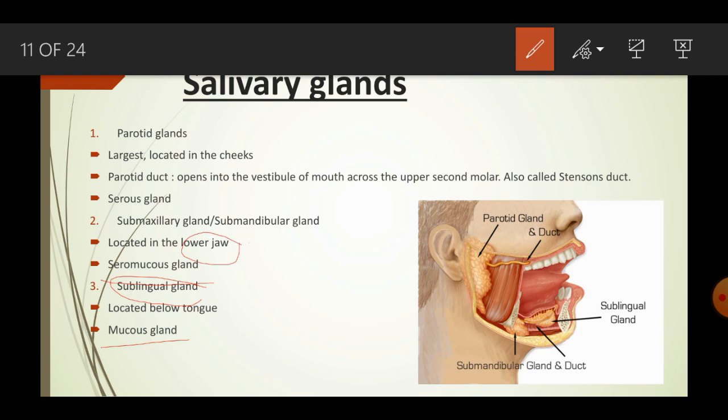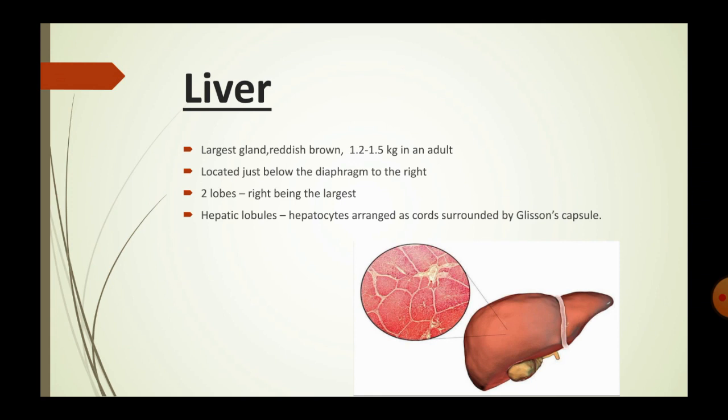Moving on, the next is the largest gland of the body, that is the liver. The liver is reddish brown, weighing about 1.2 to 1.5 kg in an adult. It is located just below the diaphragm on the right side of the body. The liver contains two lobes, in which the right lobe is the largest.